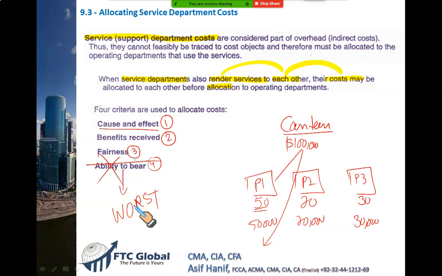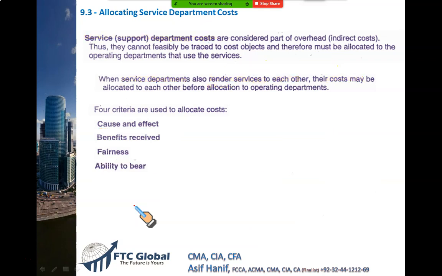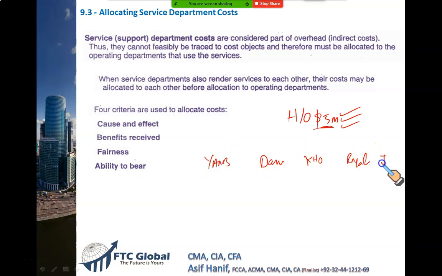Why is it bad? Let me tell you. Let's say our head office has a cost of $5 million. This $5 million includes the cost of the general manager, the finance manager, and so on. $5 million is a big cost of head office. We have 5 different branches. One is in Dammam, one is in Khobar, one is in Riyadh, let's say, one is in Yanbu, one is in Jeddah.